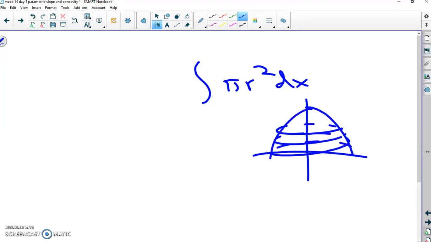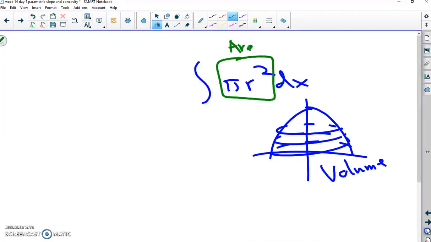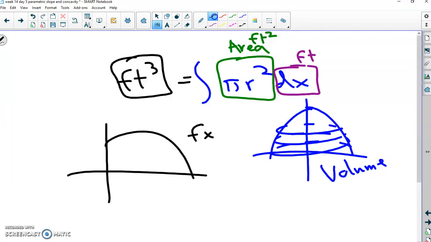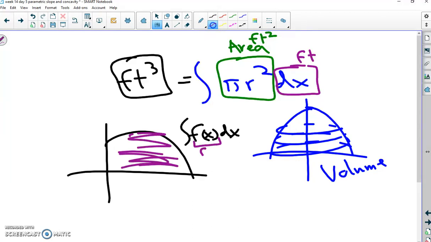Here we're finding volume. And the reason we're finding volume is this here represents area, which is like feet squared, and this here represents feet. So when I integrate it, I get feet cubed. So yes, we're used to area. Here's an area one. If I just give you f(x) dx and I integrate, that's area because that's in terms of feet.